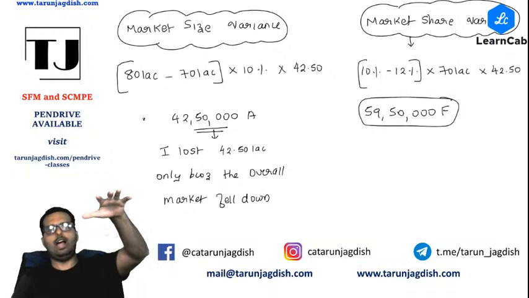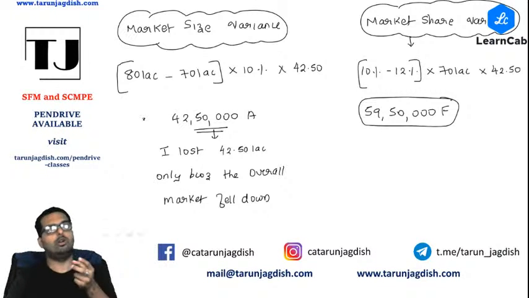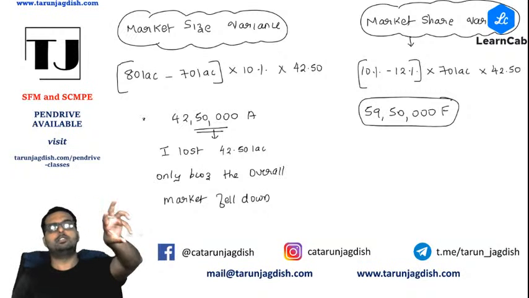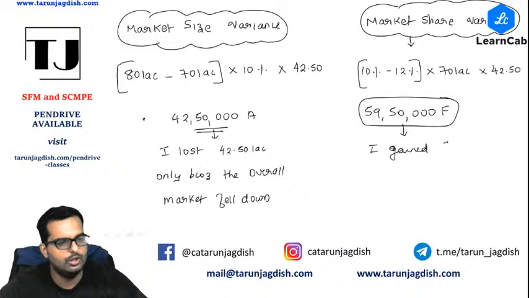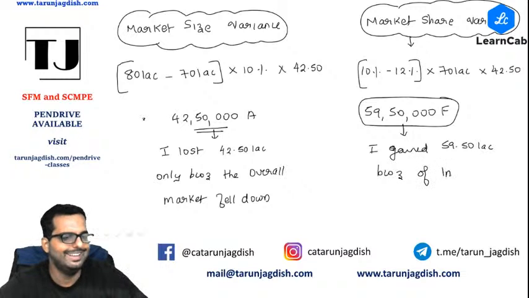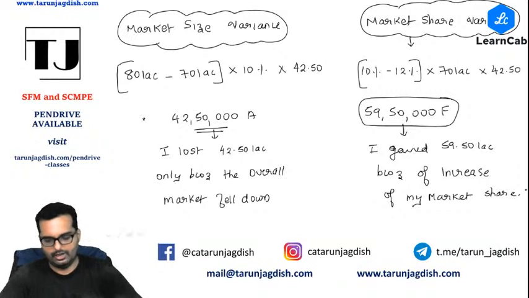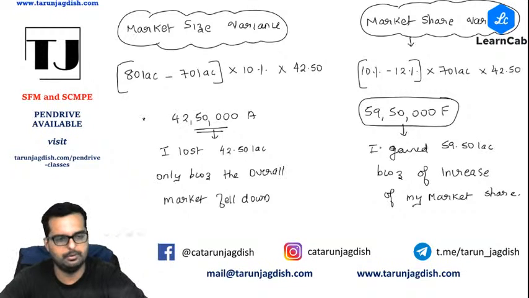Or the logic goes like this. Industry actual sale is 70 lakh. Normally I should be having a share of only 10%. Here I have got an actual share of 12%. I have got extra how much percentage? 2%. For this extra 2% at 42.5, I have made 59 lakh 50,000, or I gained 59.5 lakh because of increase of my market share. Okay, I'll give you a minute, write down. We are done with this question and let's check it with the solution given over there.